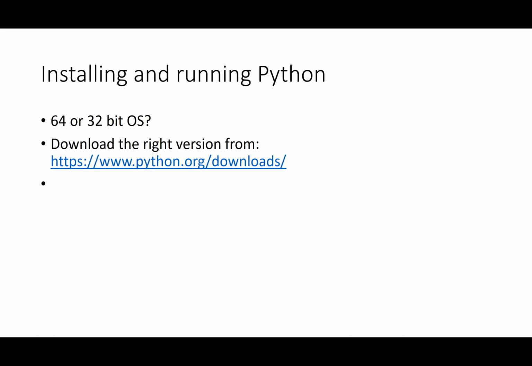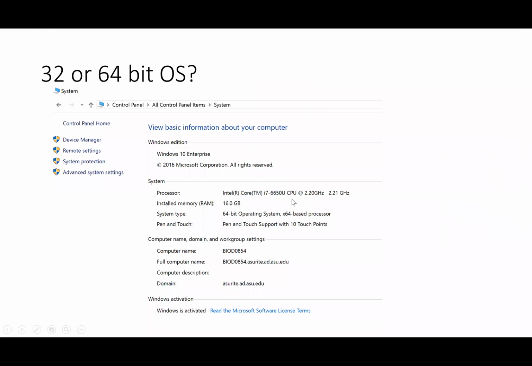So before we install Python, you need to find out whether your machine is running a 64 or 32-bit OS. This doesn't matter too much, as it happens I'm running a 32-bit Python on a 64-bit machine right now, but it won't work the other way around. So you need to go to this URL here, python.org downloads.